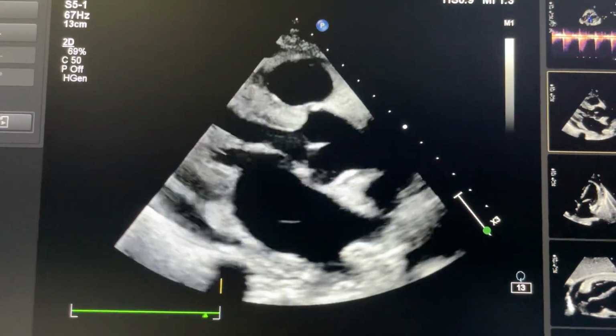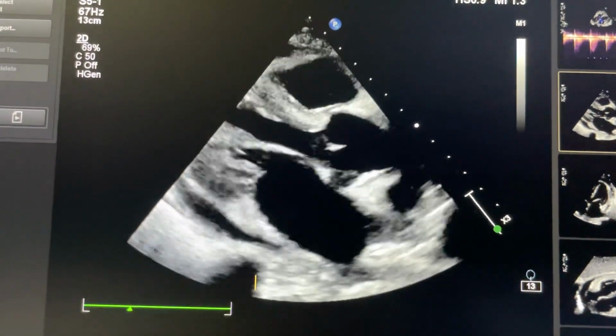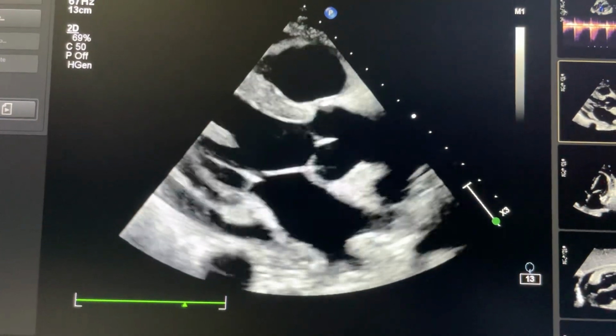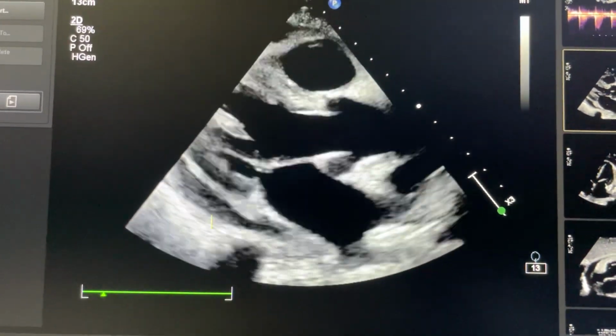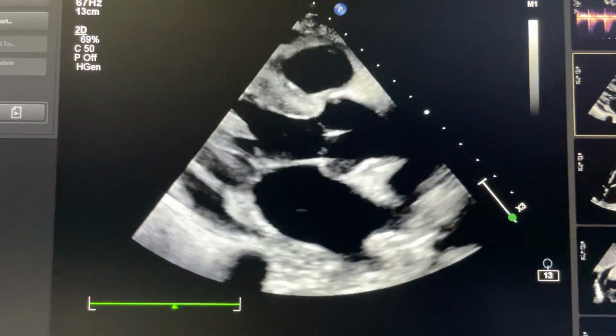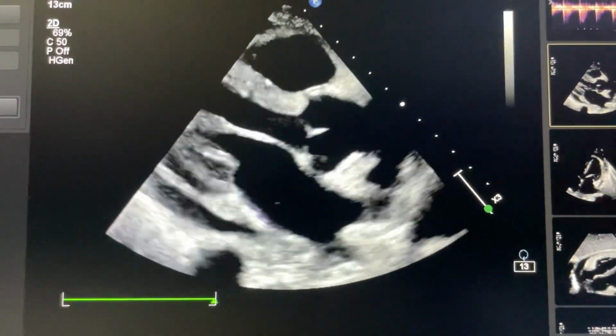If effusion is posterior to aorta, then that will be pleural effusion. If effusion is anterior to aorta, that is pericardial effusion. That is the point to note in parasternal long axis view.